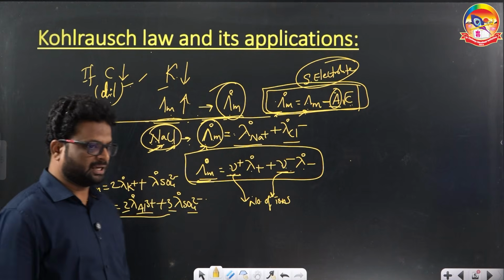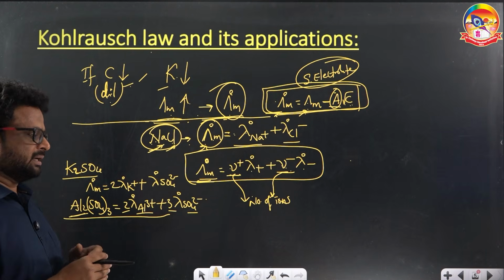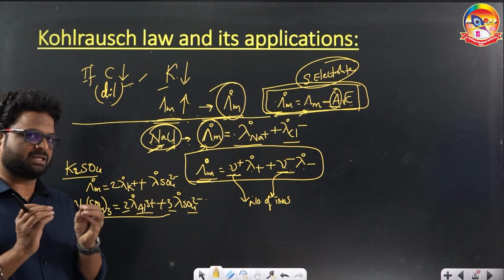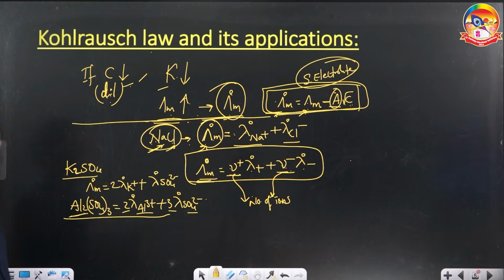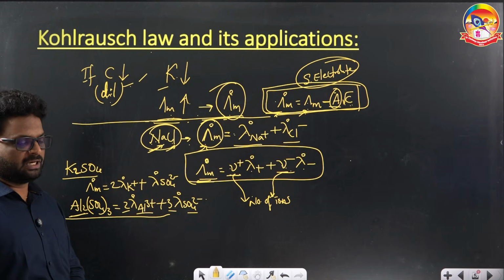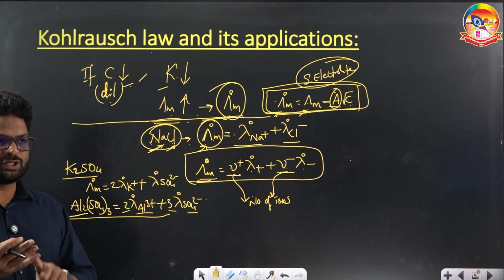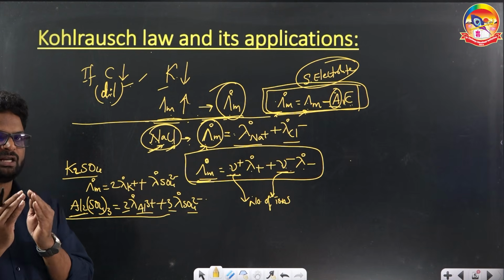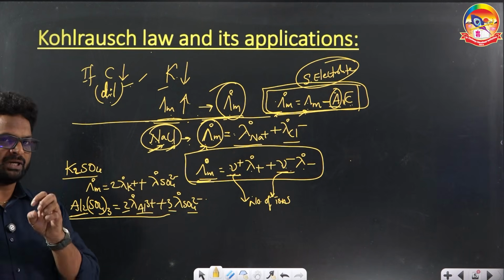According to Kohlrausch law, at infinite dilution, the total molar conductance of a particular electrolyte is equal to the sum of the ionic conductances of all ions present in it. Now we have some important applications related to it. Kohlrausch law is most useful in finding out the lambda naught m values for weak electrolytes, which is not possible experimentally, because at infinite dilution the conductivity value will be very low, so we cannot measure it properly, and we cannot get lambda naught m from the conductance.